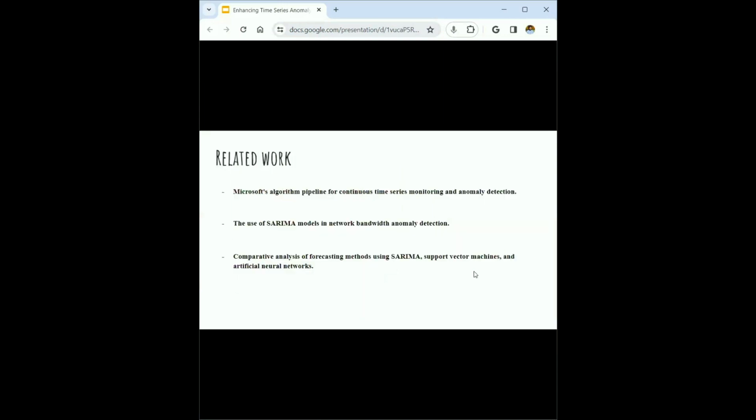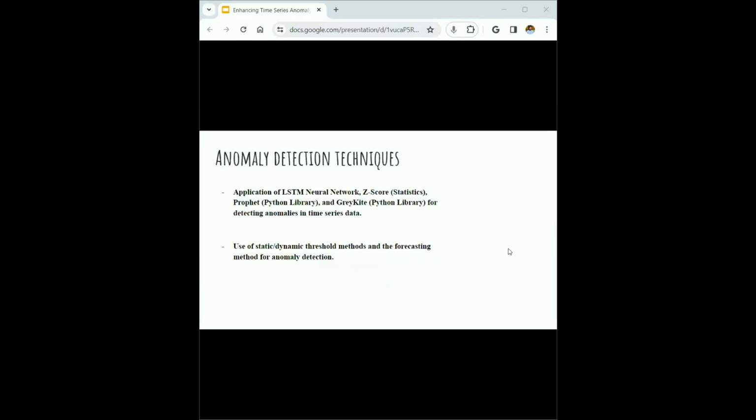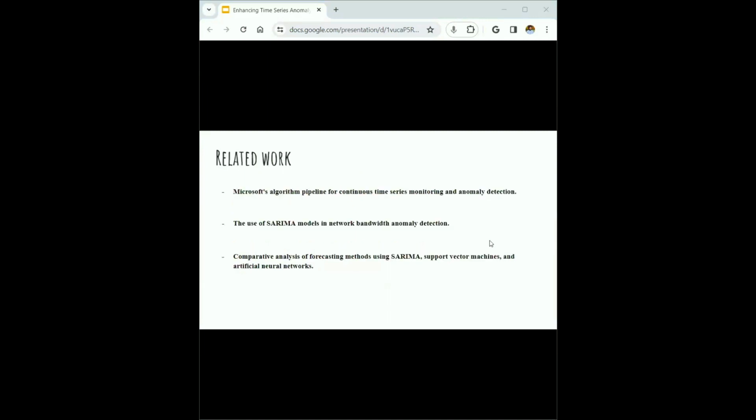Moving on, related work. The related work we can discuss is the Microsoft algorithm pipeline for continuous time series monitoring and anomaly detection. And we have used the SARIMA model in the network bandwidth anomaly. These are a few of the libraries that we have used while working on this particular research topic. We also explored some papers which talk about the detection of anomalies, such as Greykite and Prophet Python library.